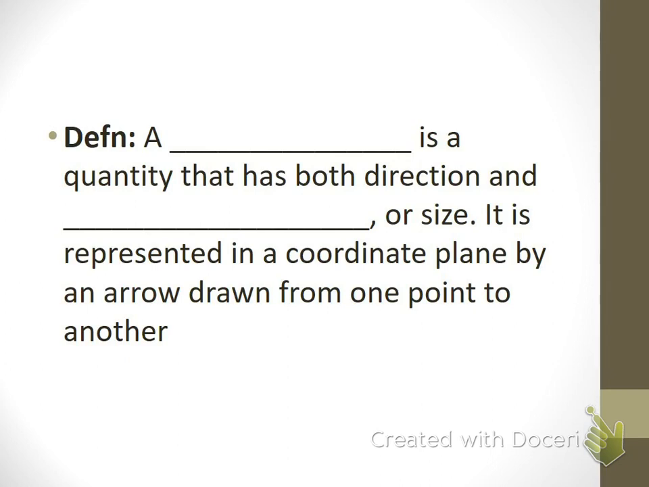All right, a new definition. A vector is a quantity that has both direction and, anybody seen Despicable Me? Magnitude. Both direction and magnitude, or size. Instead of calling it magnitude, you could call it size. It is represented in a coordinate plane by an arrow drawn from one point to another.